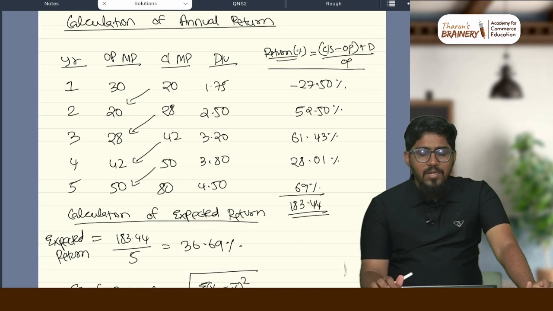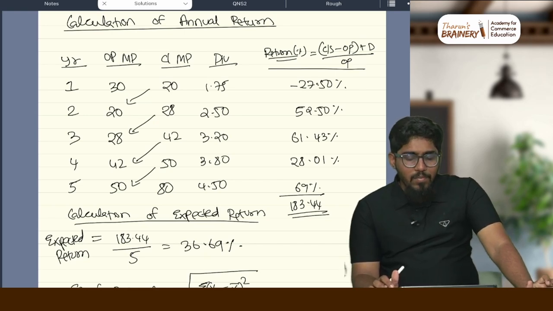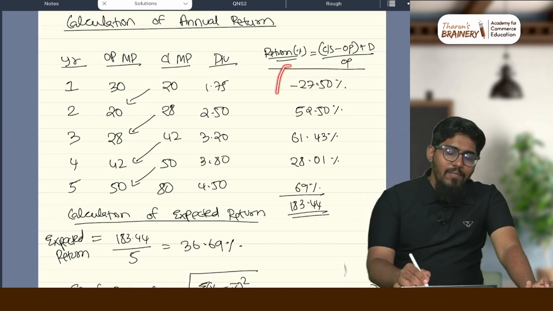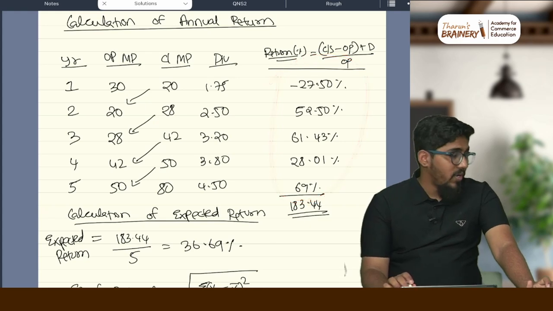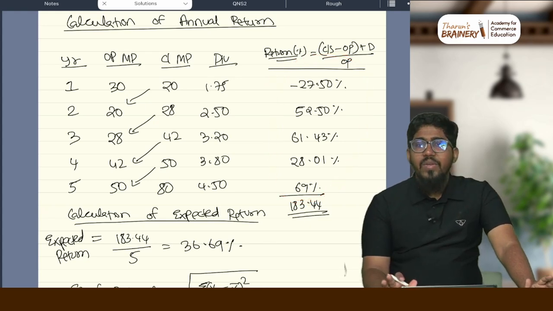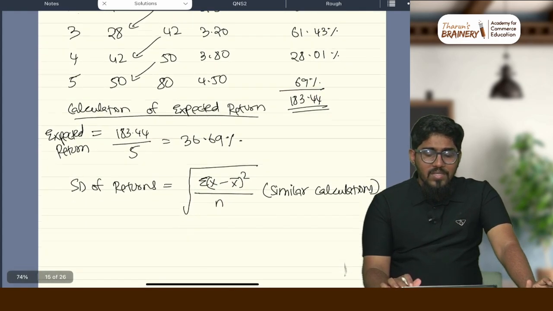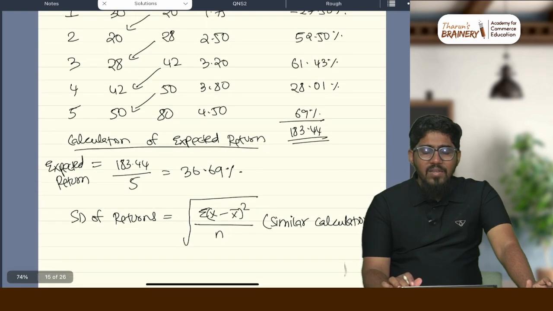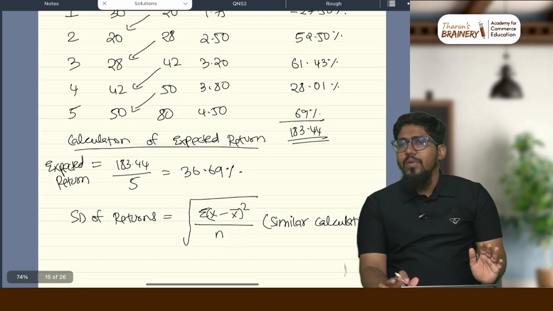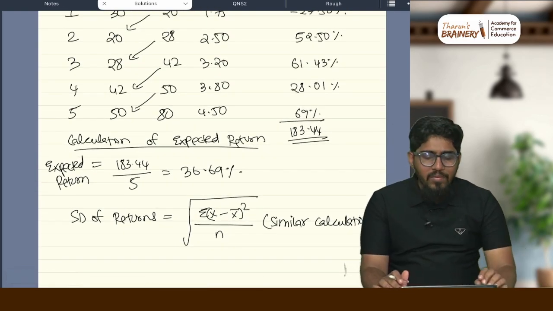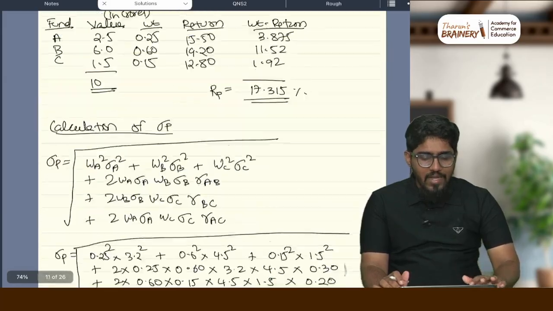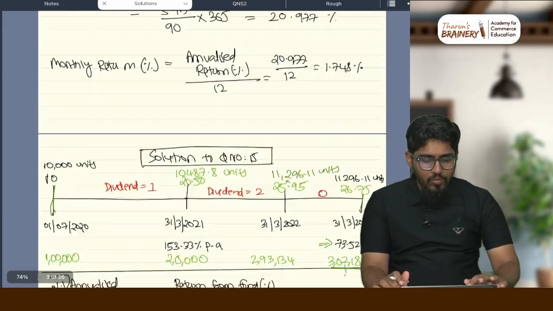Clarity. So my expected return is 36.69 percentage. This is nothing but the average of this return. Sir, what is my standard deviation of the return? Similar calculations we have already made. Okay, I will do one more problem for standard deviation of returns also. This much clarity you are having? Super.